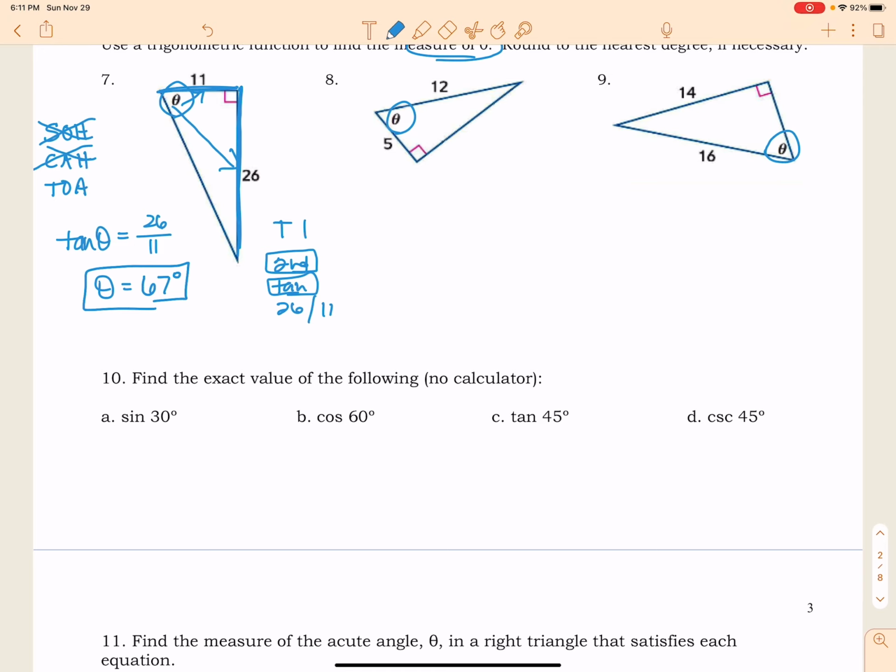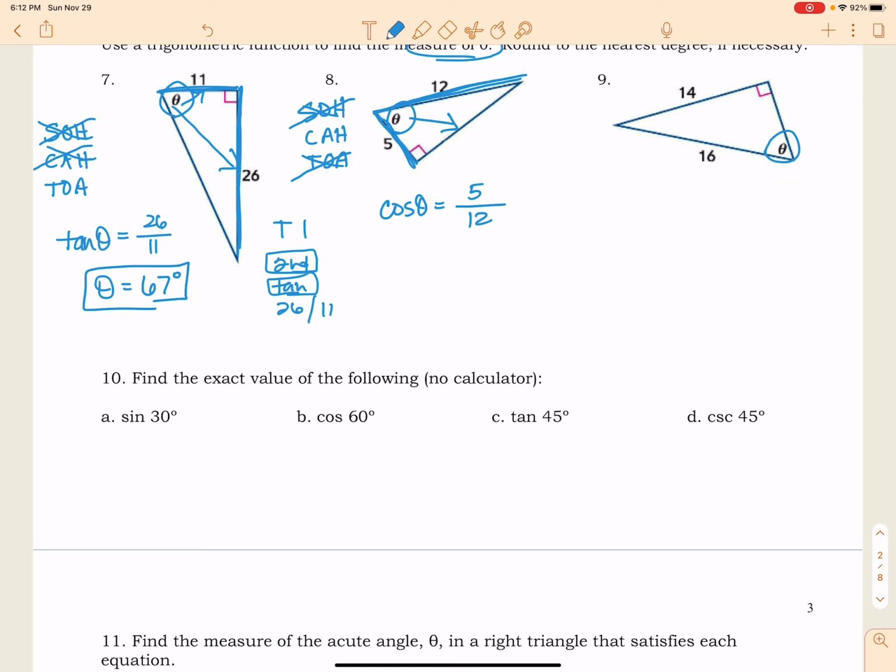Okay, we're going to do the same thing in the other ones. Look at what you've been given here. What am I going to use, sine, cosine, or tangent? In relation to theta, I've got this side, which is the adjacent side, and this side, which is the hypotenuse. I don't have the opposite side, so I can eliminate sine and tangent here. So I'm going to find cosine of theta, which equals adjacent 5 over hypotenuse 12.